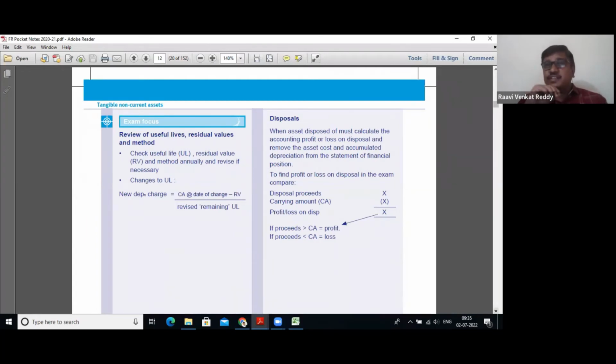Suppose the company is planning to go for a bank loan in the near future. Then what they will do is dispose an asset with a higher value so that they will get a profit on disposal. And this profit on disposal will increase the company profits. And one more thing I want to show. Let me open my Excel sheet.